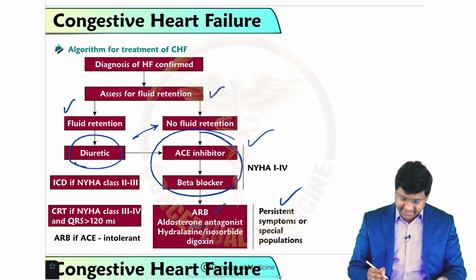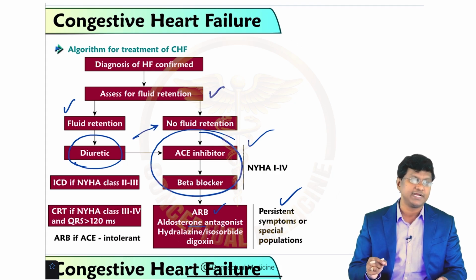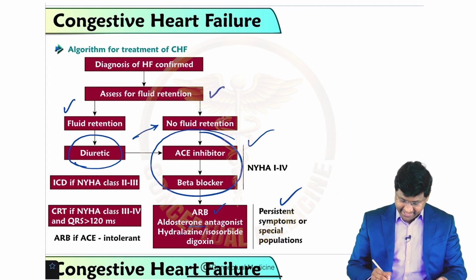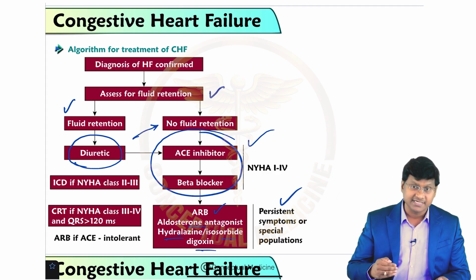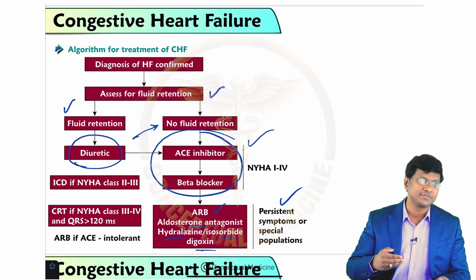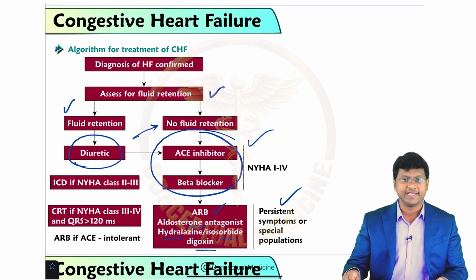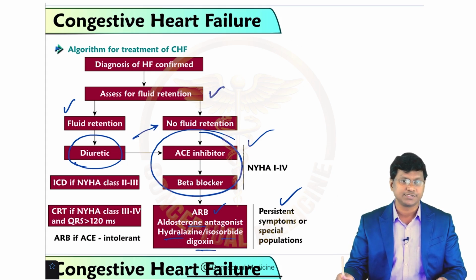And the other drugs that can be added are the aldosterone antagonist, that is spironolactone, hydralazine, which is an arteriolar vasodilator, then isosorbide and as well as digoxin. So these drugs have to be added when the symptoms are persisting in spite of your ACE inhibitors as well as the beta blockers.